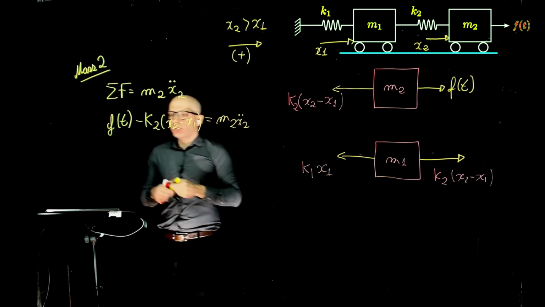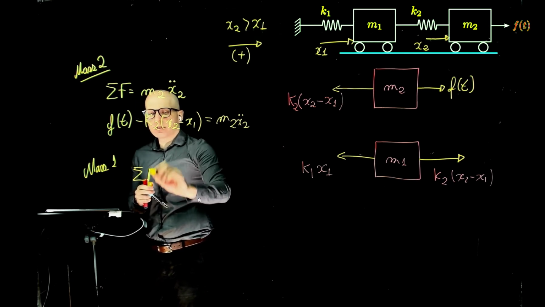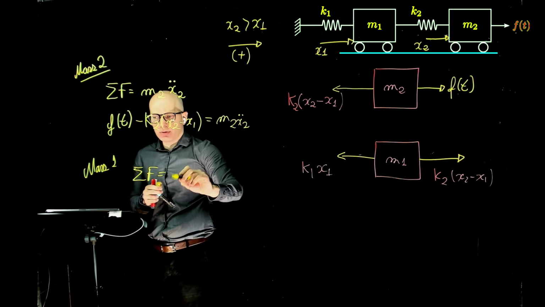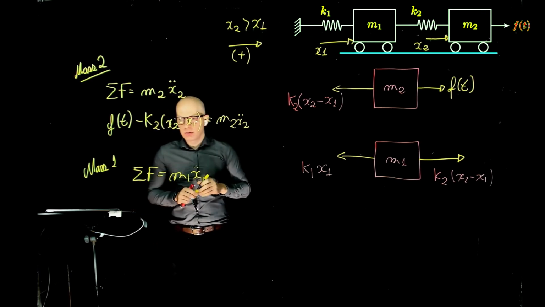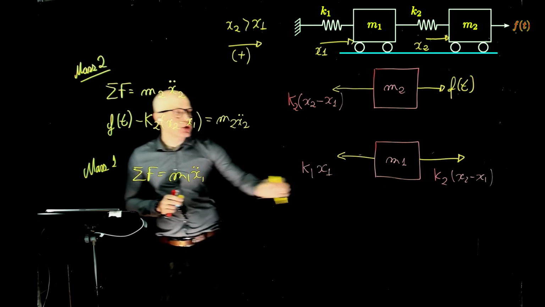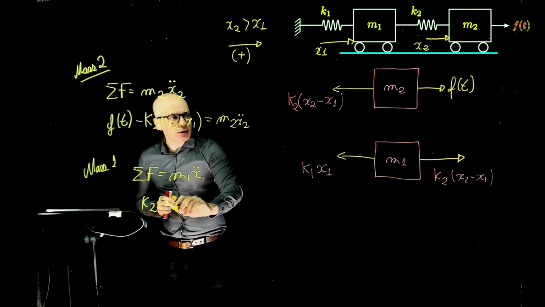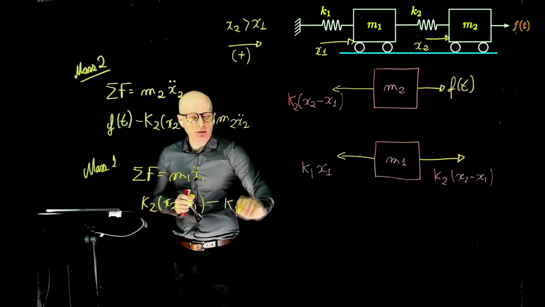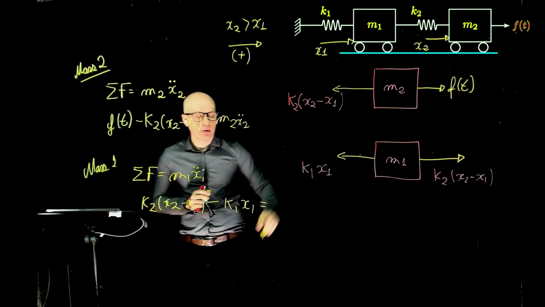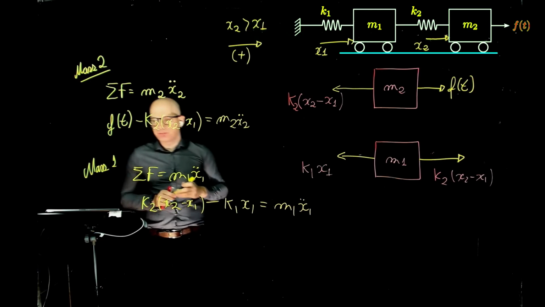So for mass 1, what do we have? The sum of all forces acting on mass 1 equals m1 x1 double dot, which is positive k2 (x2 minus x1) minus k1 x1 equals m1 x1 double dot.